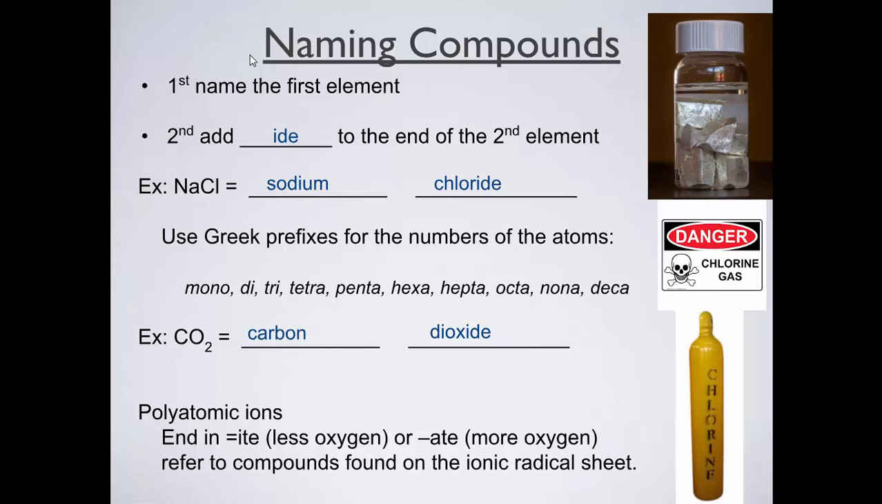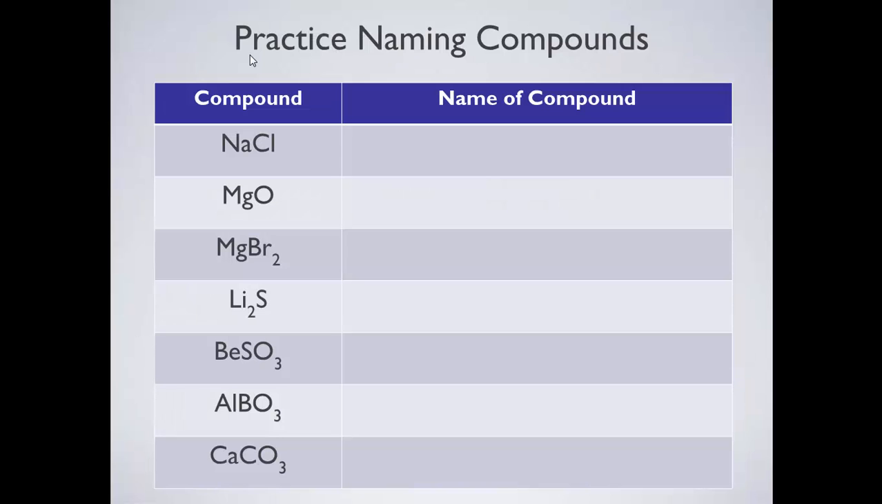If you look at phosphate and compare it to phosphite on your radical chart, what's the difference? Phosphate is PO4. What is phosphite? PO3. The ites usually have one less oxygen atom than the ates do. Same thing: nitrate, nitrite, chlorate, chlorite. So when you see those endings, you're going to be looking on your radical chart.